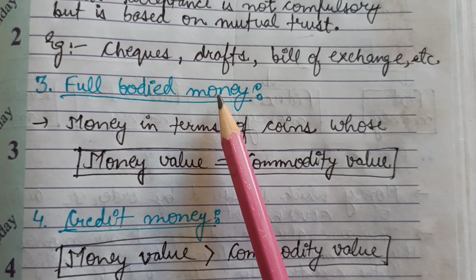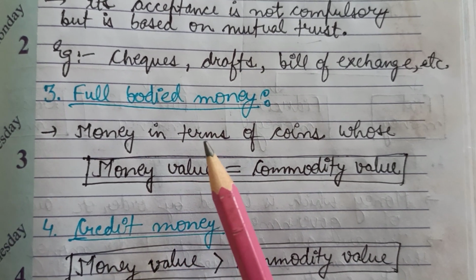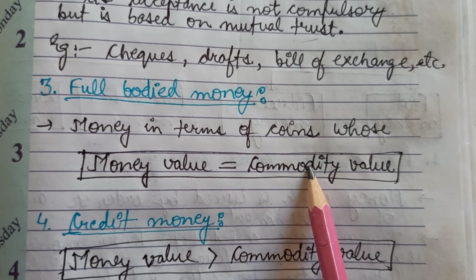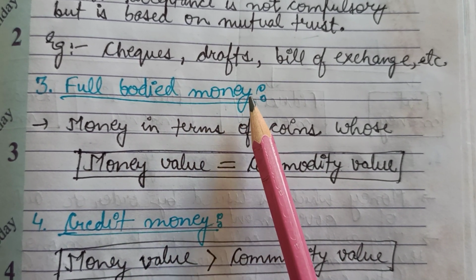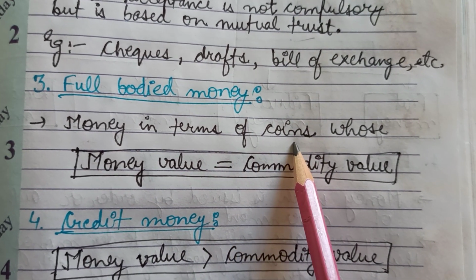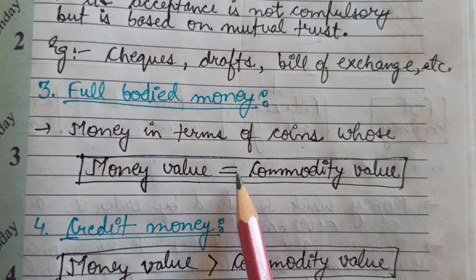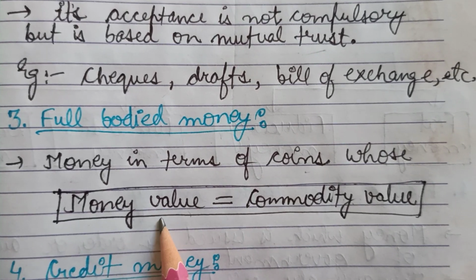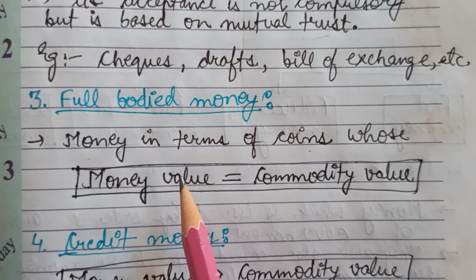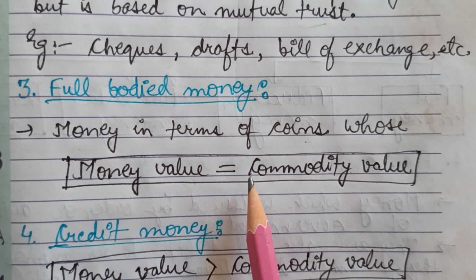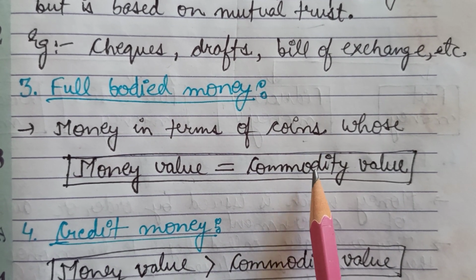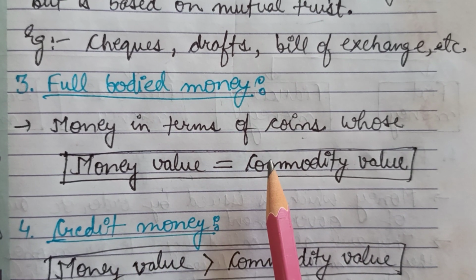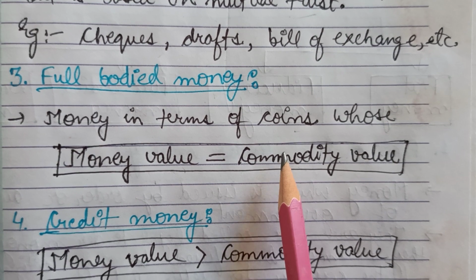Now here comes the usage of the money value of money and the commodity value of money, which we have studied earlier. Clear? So full bodied money is the money in terms of coins whose money value equals the commodity value, which means that the value inscribed on a coin is equal to the commodity or the material used in making that coin. If both the values are equal, that is known as full bodied money.